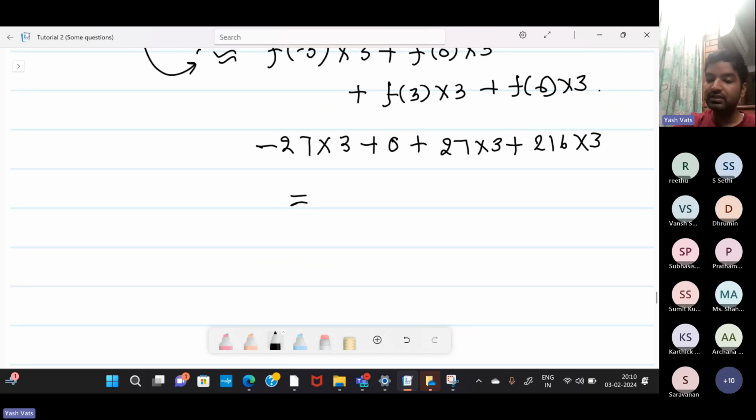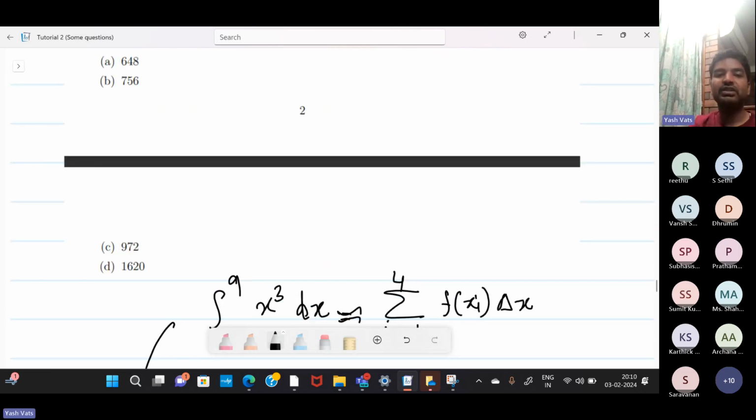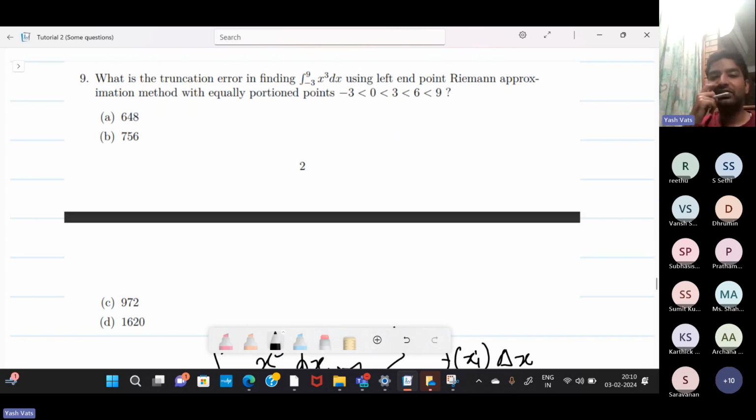Yes, yes. You were saying 648. Okay, is it fine? Maybe you're right. And what is the value of...? No, I'm not asking the answer of the question. It's the truncation error. Okay, so you are just telling the correct answer after this?